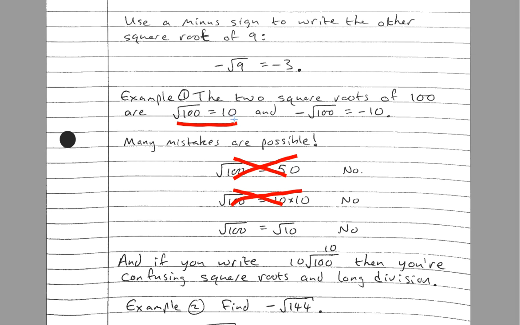And once you've worked out the square root, you don't need the radical symbol anymore. So the square root of 100 is not equal to the square root of 10. It's just plain 10. So don't do that either. And I was seeing this in the homework as well. I think people are confusing the radical symbol with the long division symbol. If you write this, then I know you're getting confused between radicals and long division.